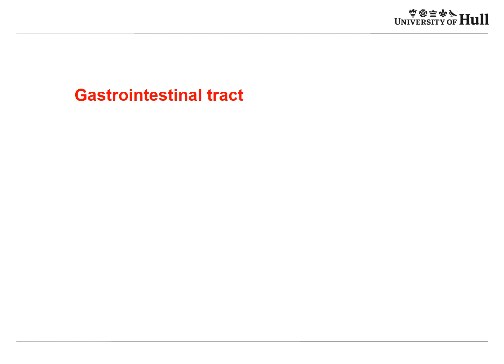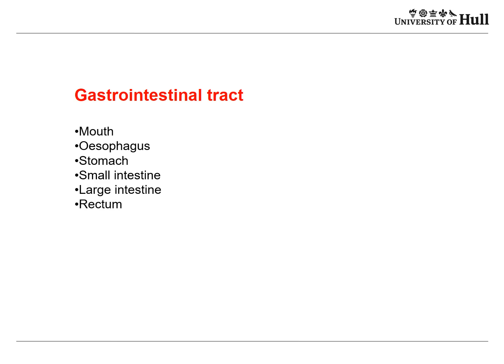So we'll look at the various parts of the gastrointestinal tract now. First of all we have the mouth, then the esophagus, and then the stomach, followed by the small intestine, the large intestine, the rectum, finally the anus.